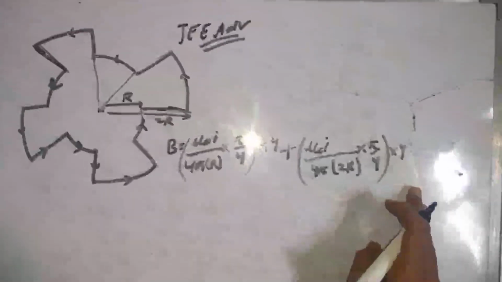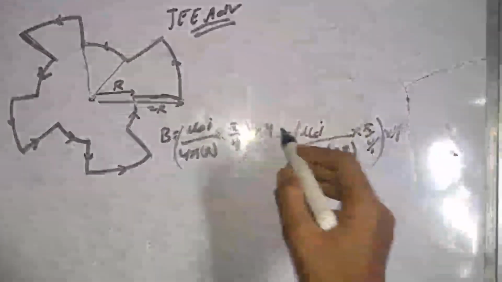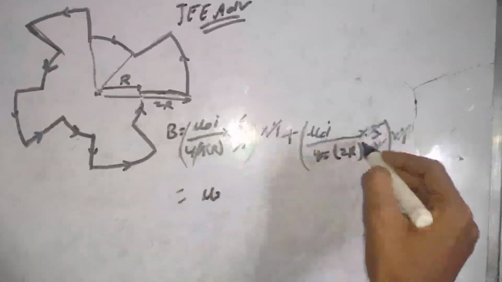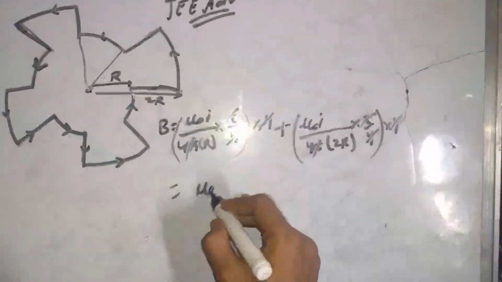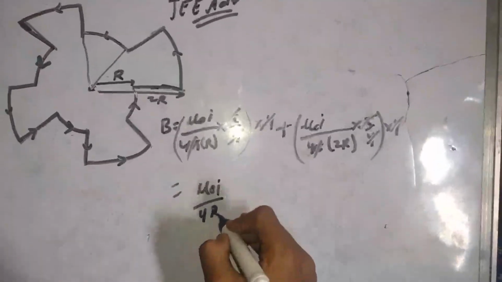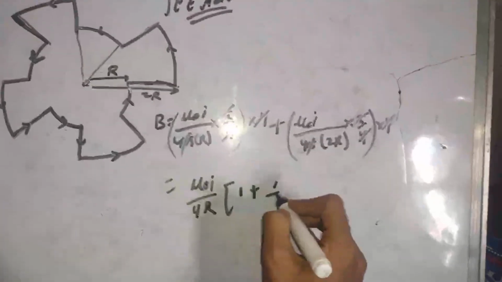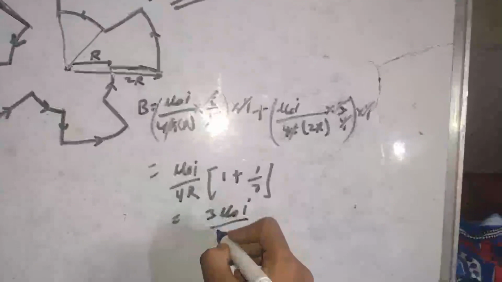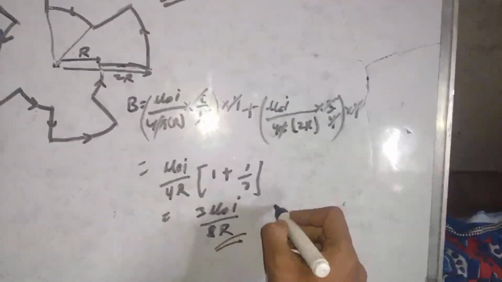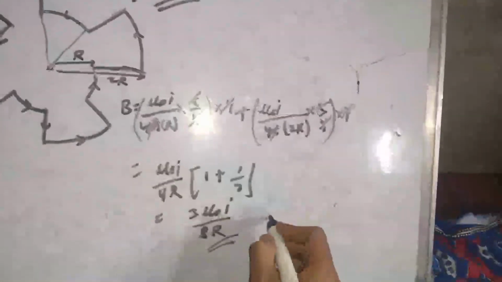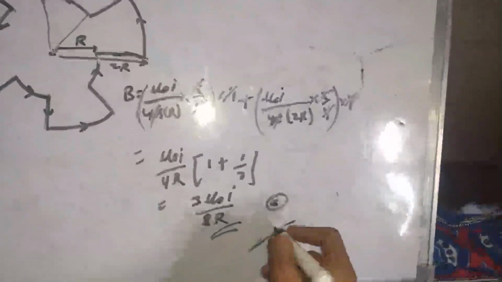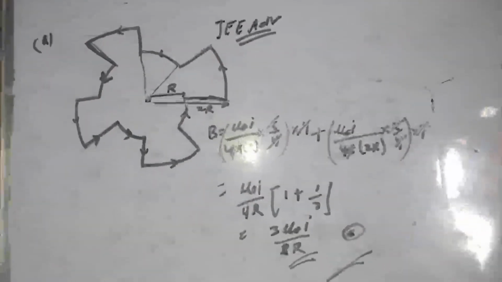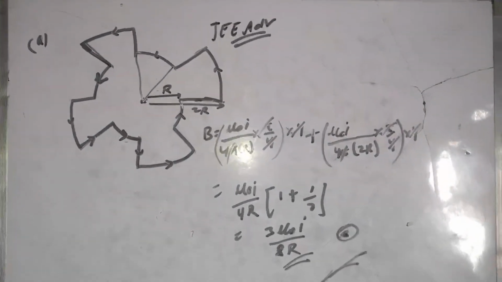So this 4 cancels here, this 4 cancels here, and this pi cancels, this pi cancels, and we can take this mu naught I upon 4r out. This is 1, and this is 1 upon 1 by 2, so this is 3 mu naught I upon 8r. And this is outside the plane. So that's the answer. This has appeared in J Advanced. This is an easy problem, so there is nothing to worry, and let's solve another problem.